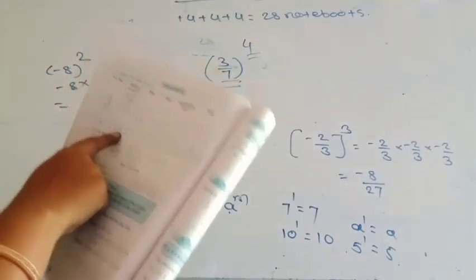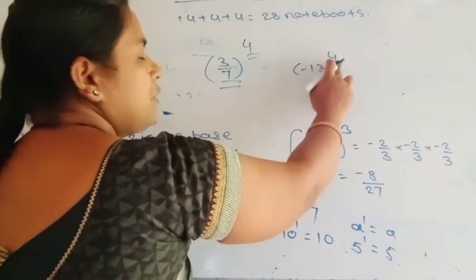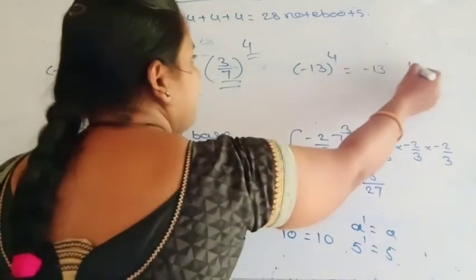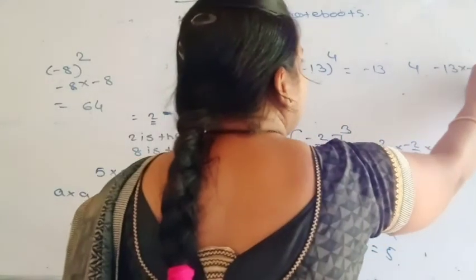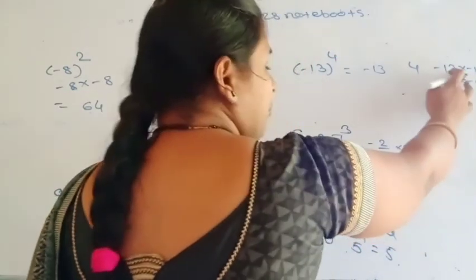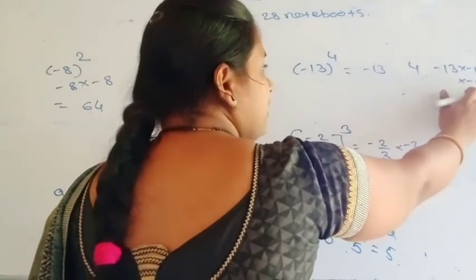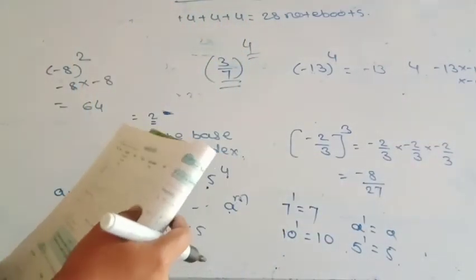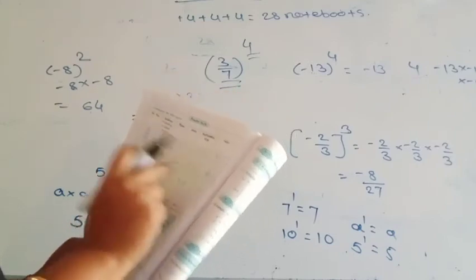Then minus 13 by 4. Here the index form, minus 13 raised to the power 4, is given. Then base you write minus 13, index write 4, and in multiplication form, minus 13 multiplied 4 times. And afterwards you write the value: minus 13 into minus 13 is 169, 169, and the answer is written with plus. Then in homework, all of you complete the first one of this practice set 26.